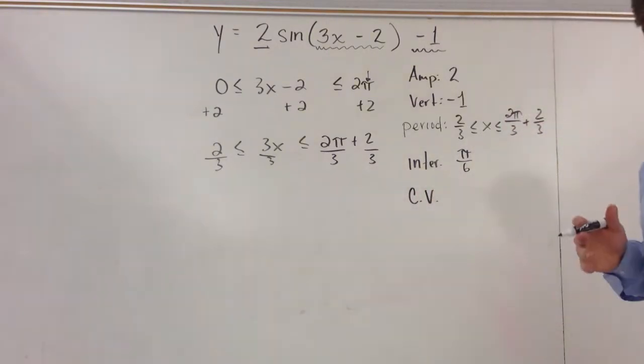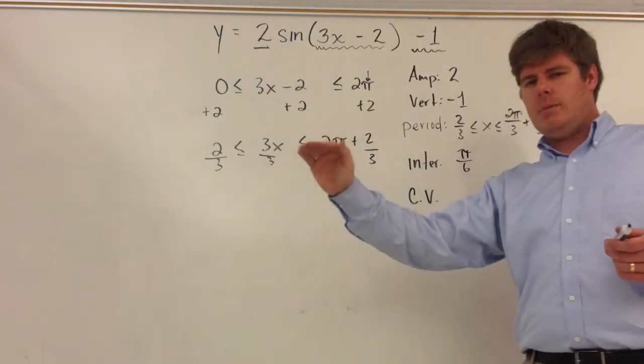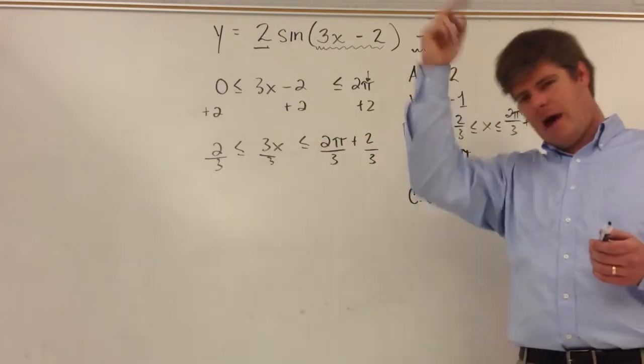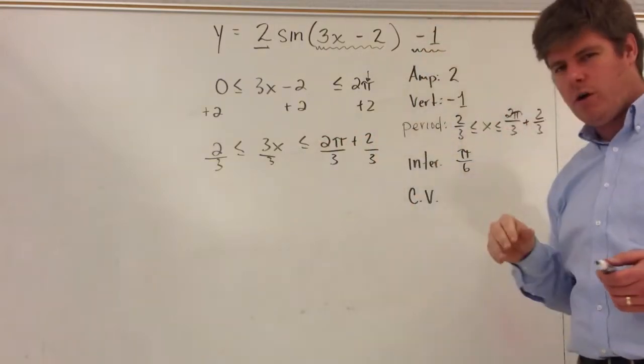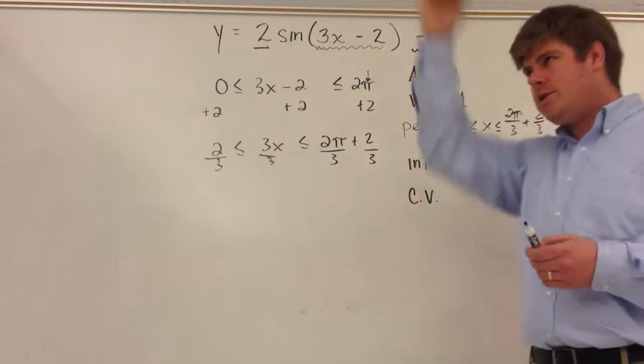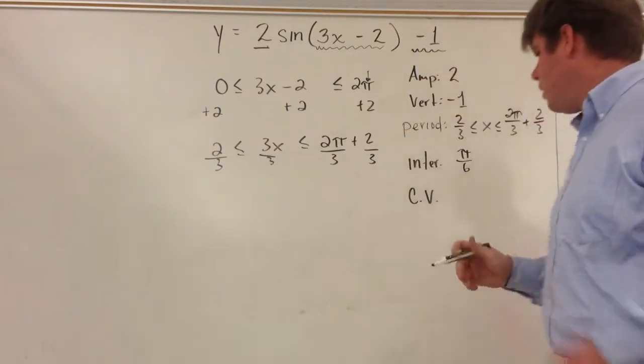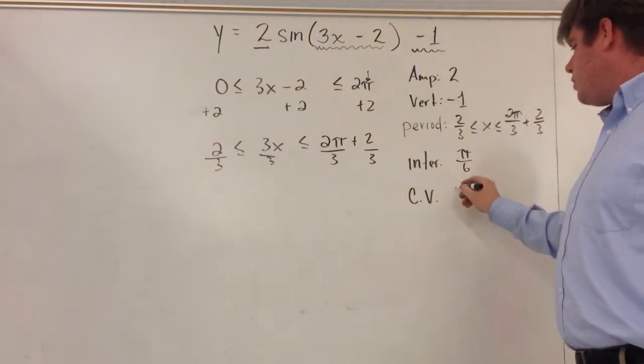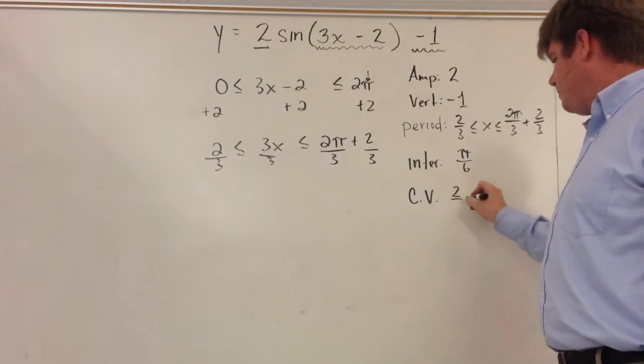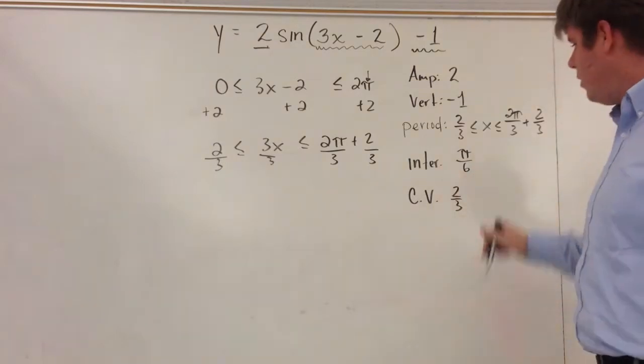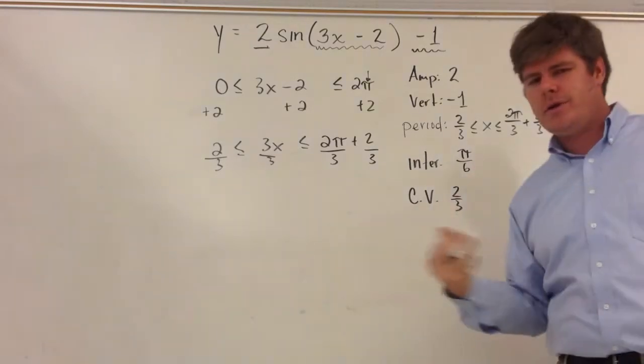The critical values are all going to be the inputs that I'm going to plug in that allow me to utilize that pattern going up and down, because that's really the hard part, is determining what the inputs are. Not so much the outputs, because you just follow that pattern. So I start at 2/3. That's my very first one. My next critical value is just pi over 6 away. Well, 2/3 plus pi over 6.